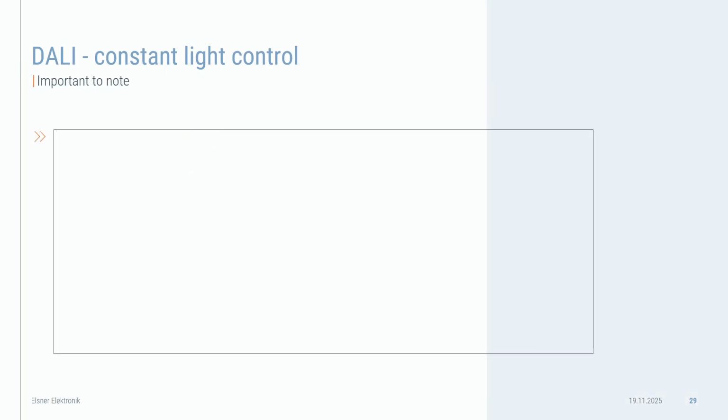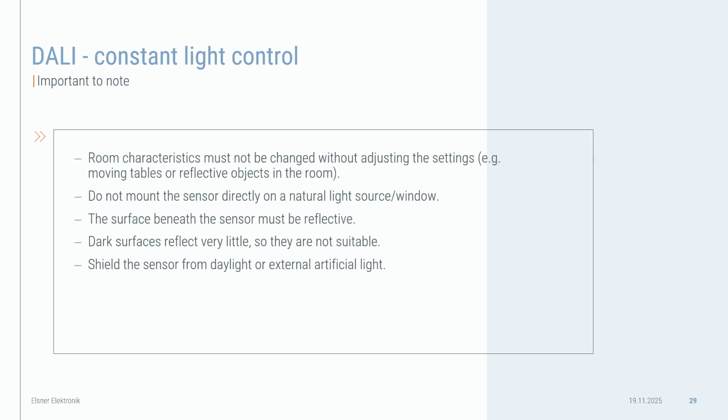And on the next page, I want to show you some important knowledge for constant light control, because you have to make sure these points are correct if you want to use constant light. For example, the room characteristic must not be changed without adjusting the settings. If you have the constant light sensor installed and you move the table, the reflection from the object changes, and so you have to adjust the characteristic of the constant light.